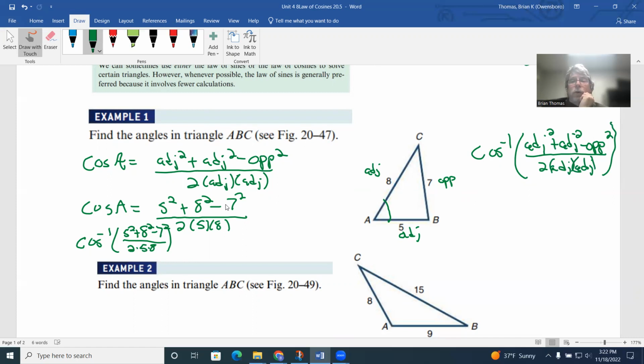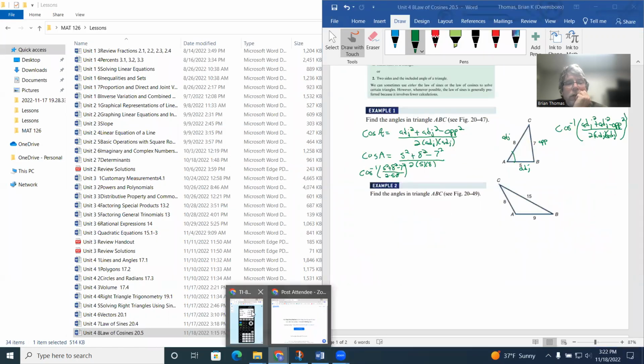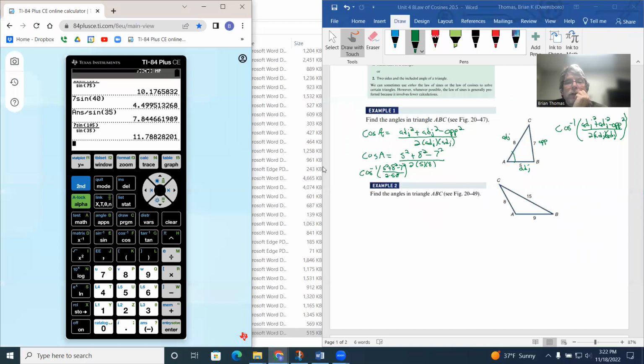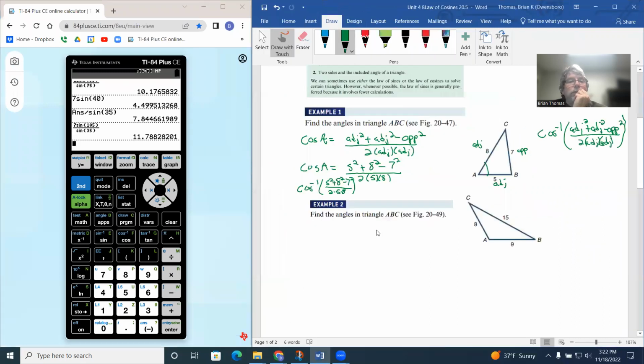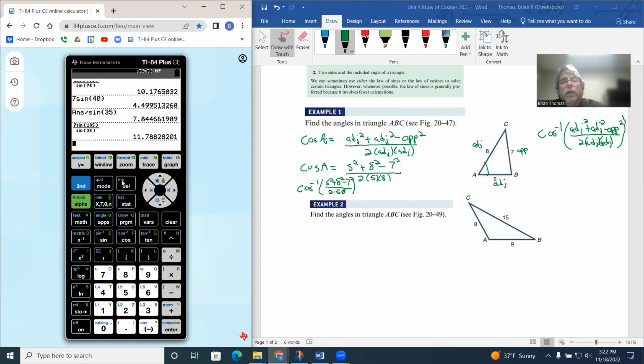Since we're looking for the angle, we really need the inverse cosine. So let's see if we can actually get this to come out for us here. The first thing you have to pick up on is with your calculator, you have to make sure you're in degree mode. If I hit the mode button, notice mine is still in degrees, so we haven't changed it since then.